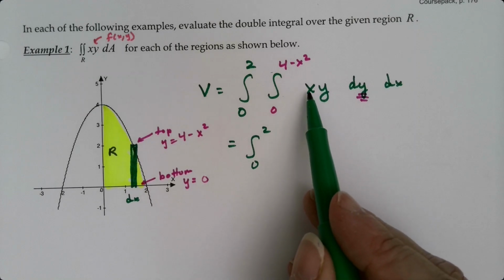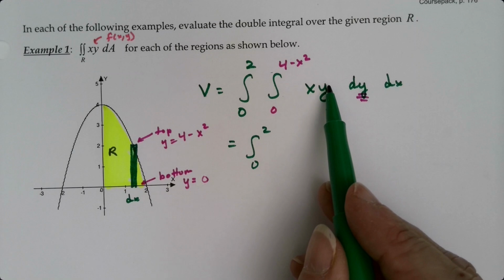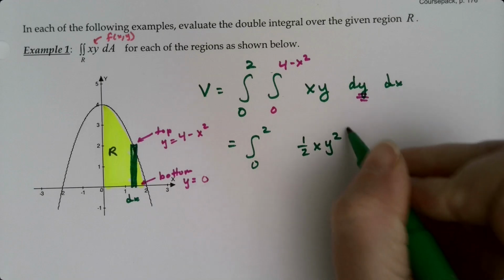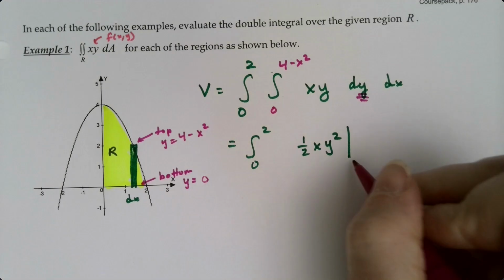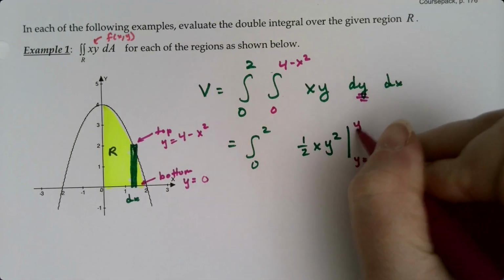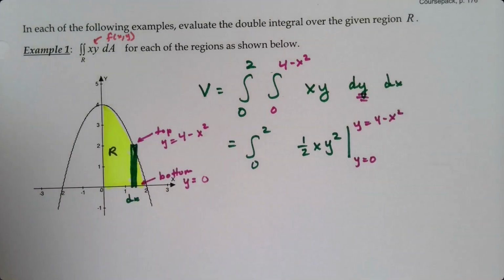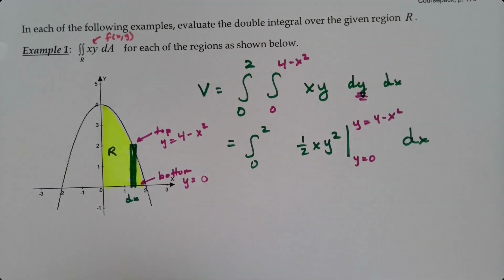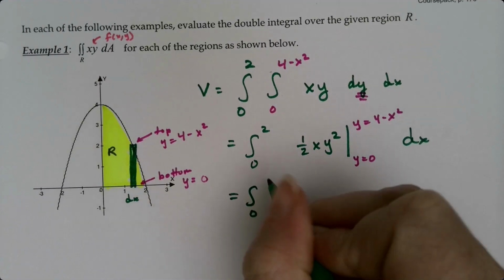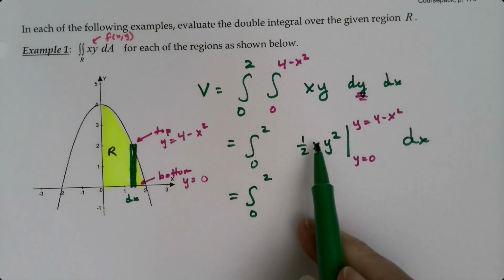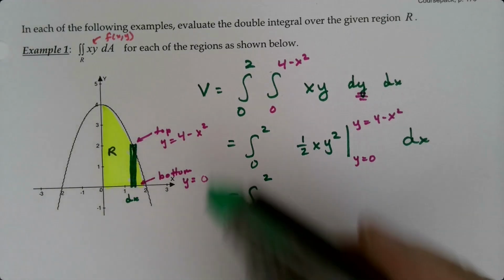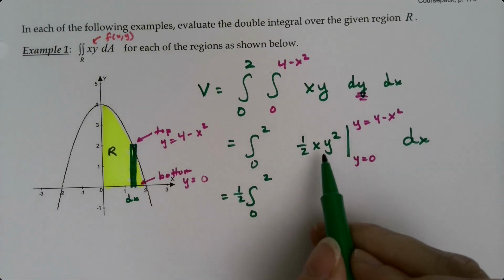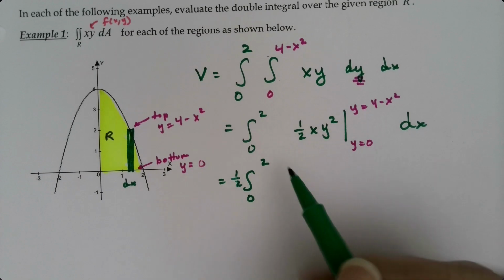So that would be 1/2 y squared times x. So 1/2 xy squared. I'm going to take that from y equals 0 to y equals 4 minus x squared. And I still haven't integrated with respect to x, so dx just kind of sits there. So this is the integral from 0 to 2. The 1/2 I'm just going to bring out in front because just like with Calc 1 and Calc 2, when you have a constant multiplied in an integrand like that, it's just easier to pull it out.